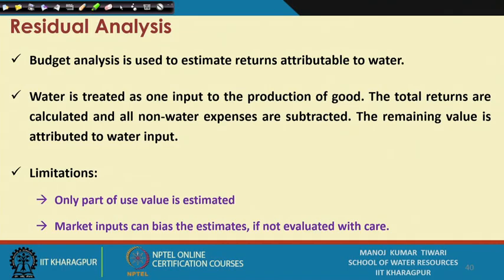It has a couple of limitations, not only a couple actually, there would be several other limitations, but the major ones are that only a part of the value is estimated, and market inputs can at times have a huge degree of bias. So, if it is not properly calculated with precise care, considering all the other non-water inputs and estimating the cost correctly, then there could be bias towards a particular service or a particular product that needs to be taken care of.